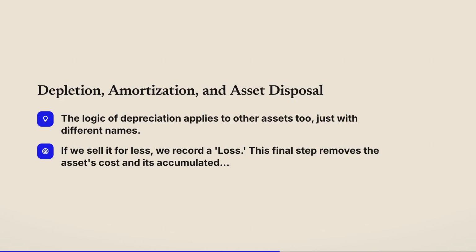Finally, what happens when we're done with an asset? When we sell or dispose of it, we compare the sale price to the current book value. If we sell it for more than its book value, we record a gain on asset disposal in equity. If we sell it for less, we record a loss. This final step removes the asset's cost and its accumulated depreciation from the books entirely, closing the loop on the asset's life cycle.